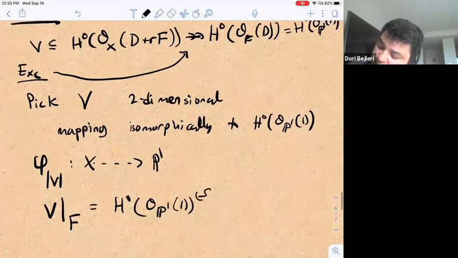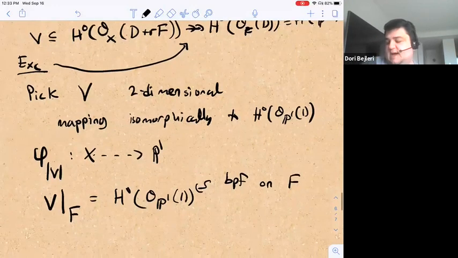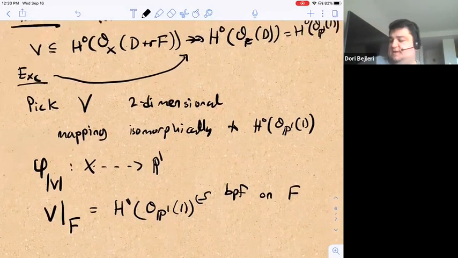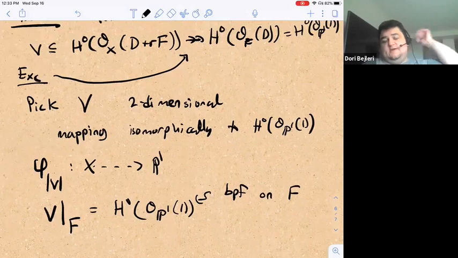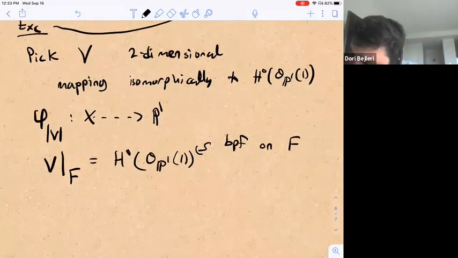But this is base point free on F. So whatever base points this linear series has, they're contained away from F itself. Because by this surjectivity, we can take any linear function on our fiber and then lift it to some section in this V. So if all these lifts vanish, they're not going to vanish on F. They're going to vanish somewhere away from F. So we can find this neighborhood that contains F where V has no base points.